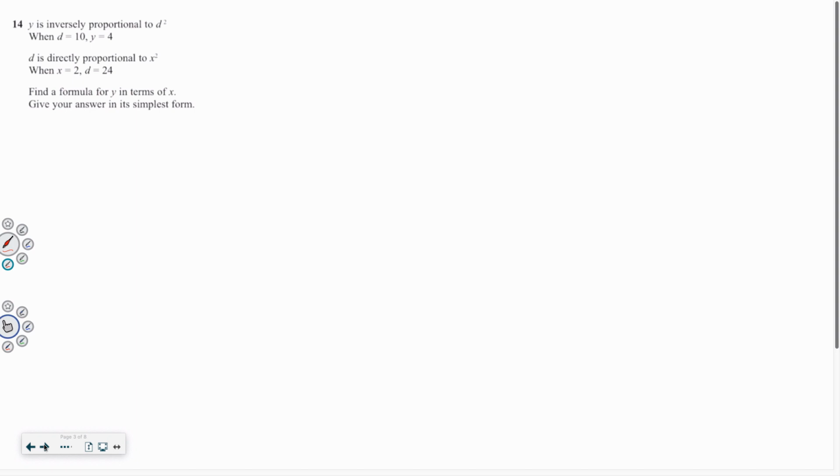So the first thing I'm actually going to do is create colour codes for each part of the question. And this part of the question I'm going to do in blue. And this part of the question I'm going to do in red. So looking at the blue part, we've got y is inversely proportional to d squared. So we can say y is proportional to 1 over d squared, okay? Y proportional to 1 over d squared, and that makes it inversely proportional. So we can set up an equation saying y is equal to some multiple that I'm just going to call k divided by d squared.